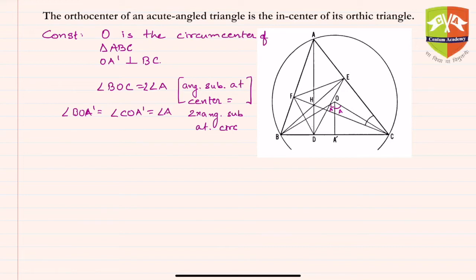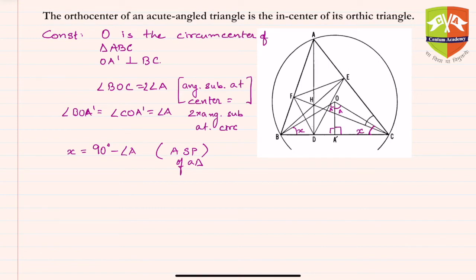Clear? So if this is angle A, guys, then what do we get? This is 90 degrees. This is 90 degrees. So can I say this whole angle as x? You can see x will be equal to 90 degrees minus angle A, by the angle sum property of a triangle, if you look closely in triangle OBA dash. So x is now known. x is 90 minus angle A. Okay, now if this is x, so this also is x.